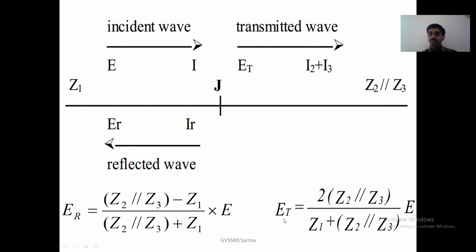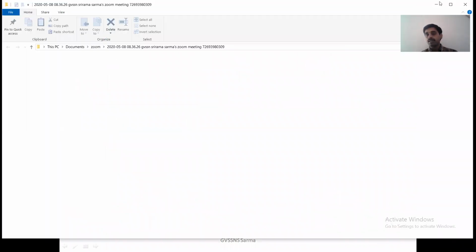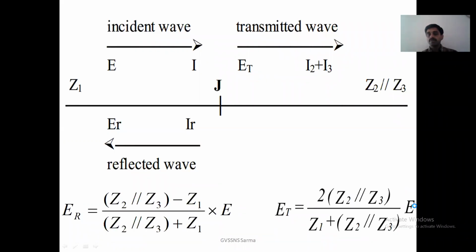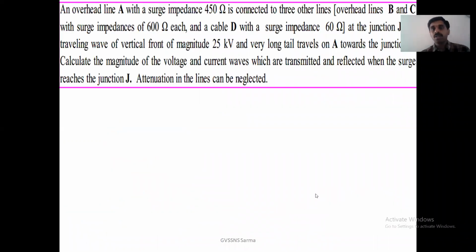What is the transmitted one? 2 Z2, where Z2 means here Z2 and Z3 in parallel. I'm talking about if it is Z1, if it is Z2, think like that. In the previous one we have discussed, 2 into the parallel combination divided by the sum of all, into E. So let us see one or two problems on this. You will understand the application.